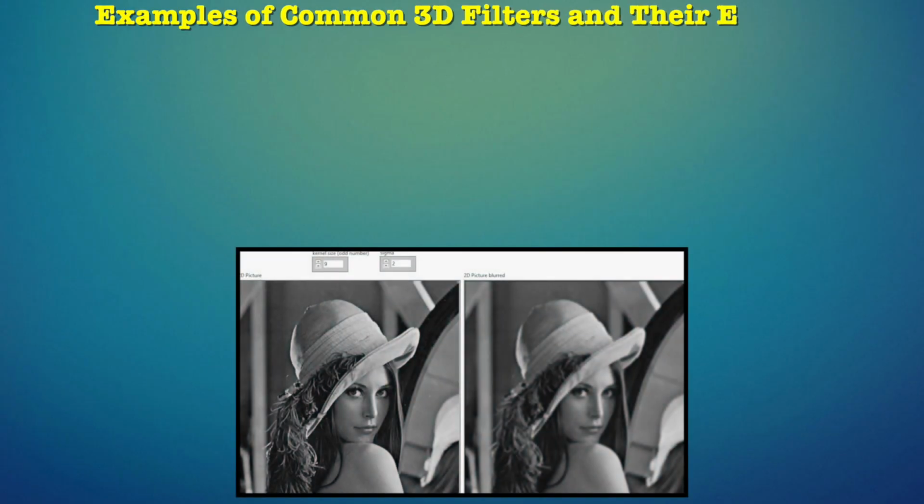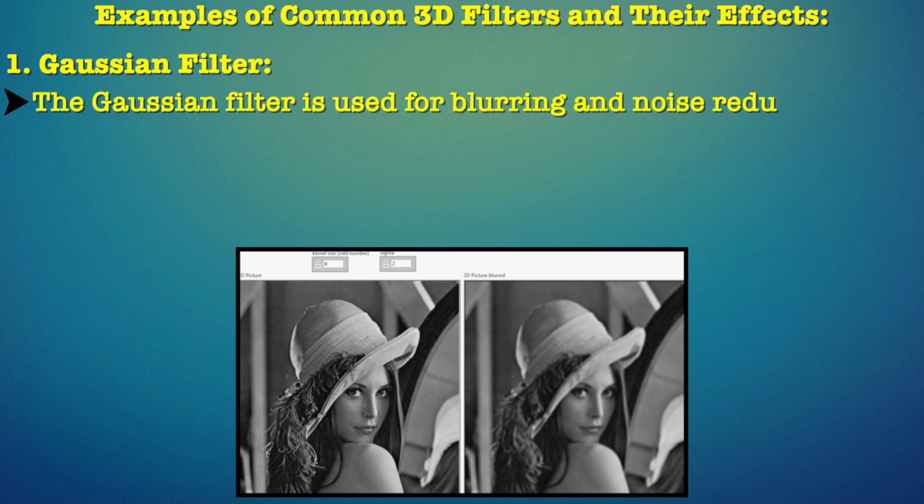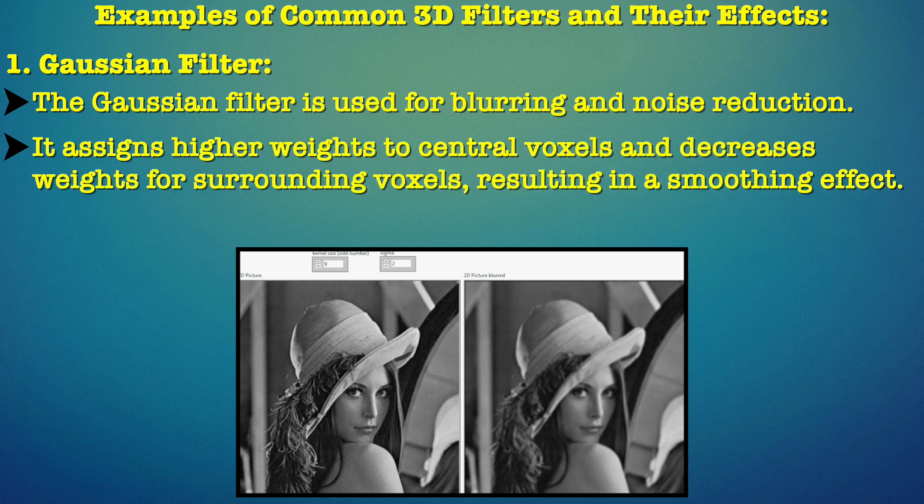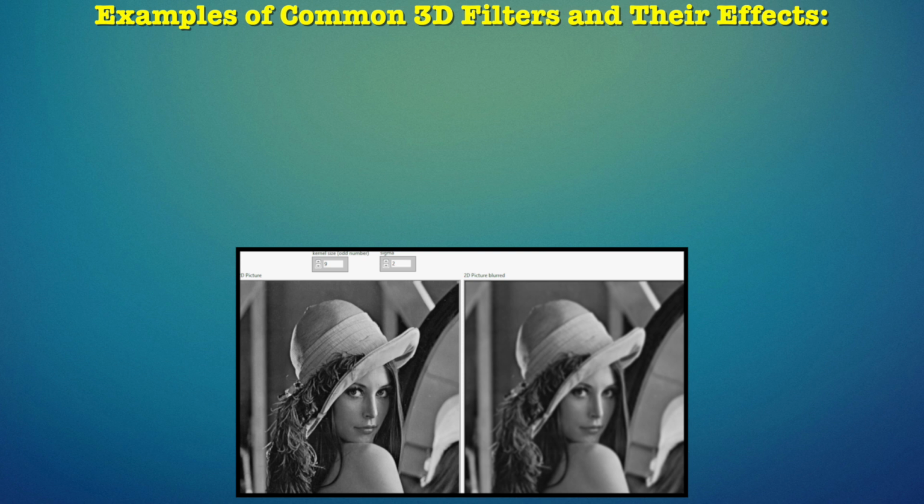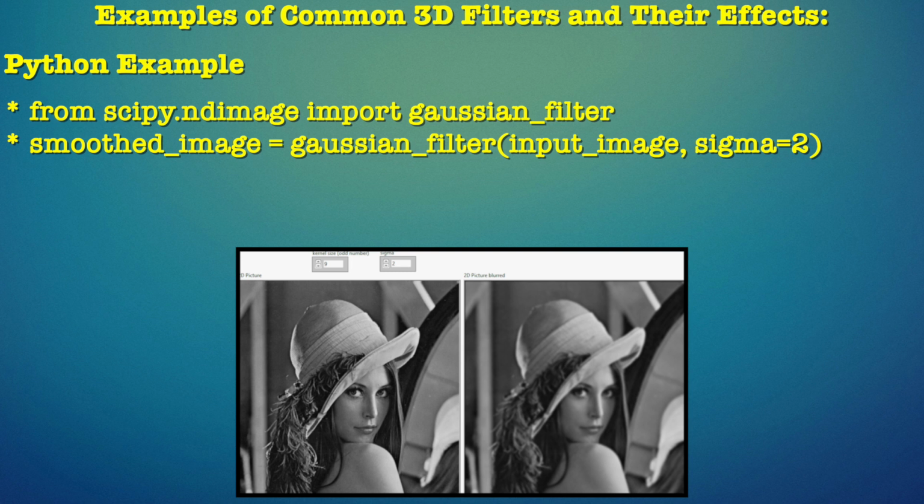So, some examples of 3D filters and their effects. First is the Gaussian filter. The Gaussian filter is used for blurring and noise reduction. It assigns higher weights to the central voxel and decreases weights for surrounding voxels, resulting in a smoothing effect. Here is the Python code, with a short description of the Gaussian filter. In the code, we import the library, then the Gaussian filter is applied to the input image to identify that particular object, or we can segment that object.